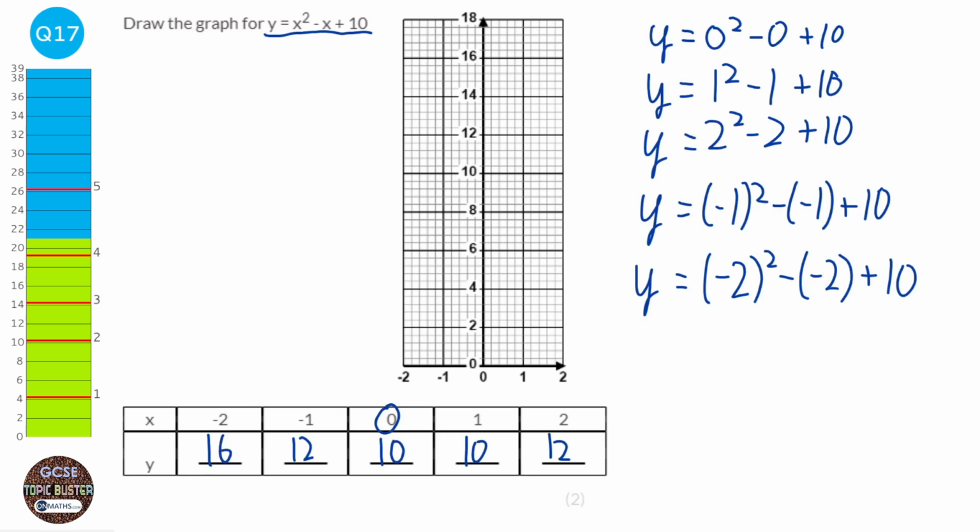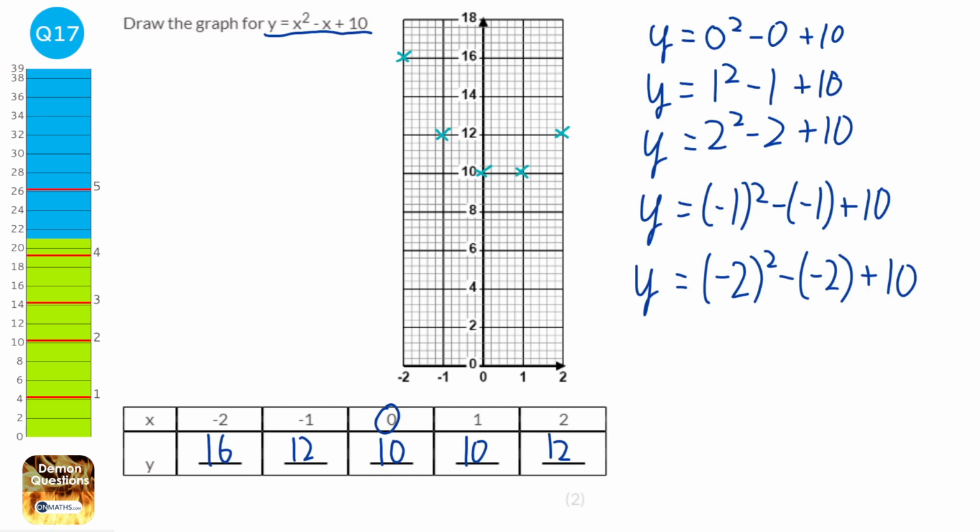And so we've got minus 2 is at 16, so that'll be there. Minus 1 is at 12, which will be here. 0 is at 10, 1 is at 10, and 2 is at 12. Okay, when you join this up, things to be aware of is you need to make sure that you have a round U at the bottom and not a flat bottom. Okay, so you want to avoid a flat bottom.